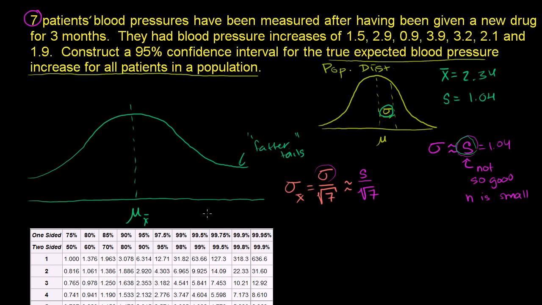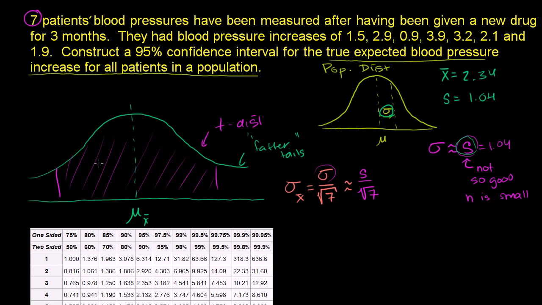So we need to think about a 95% confidence interval around this mean right over here. If this was a normal distribution, you would just look it up in a z table. But it's not. This is a t distribution. We're looking for a 95% confidence interval, so some interval around the mean that encapsulates 95% of the area.